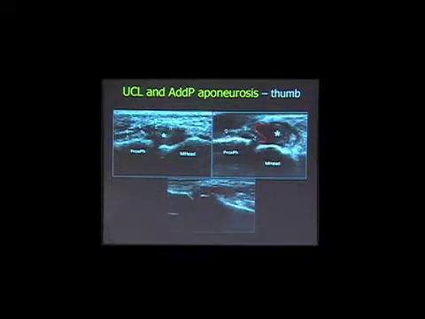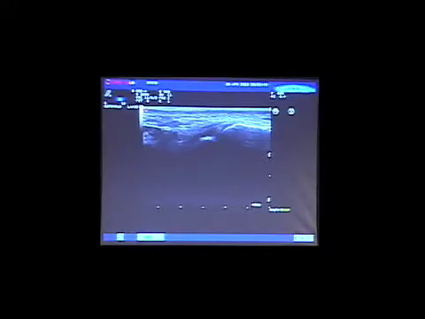And so I show the technique, the examination technique for the ulnar collateral ligament of the thumb.